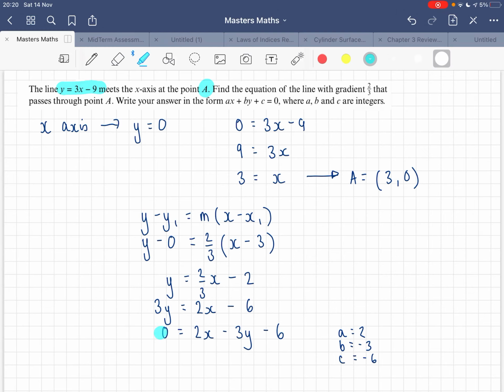This here is the equation of the line that you were asked for. You don't need to write what A, B, and C are because they can see them in that question. But I did it anyway.